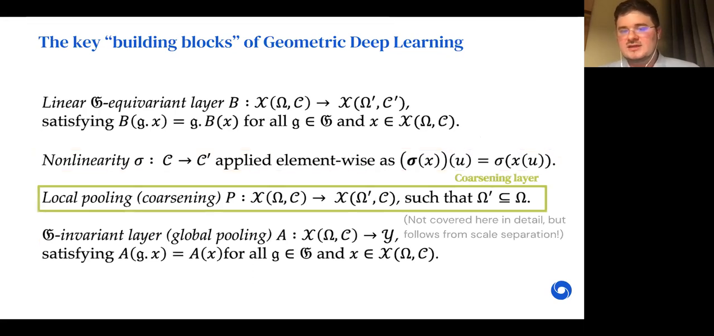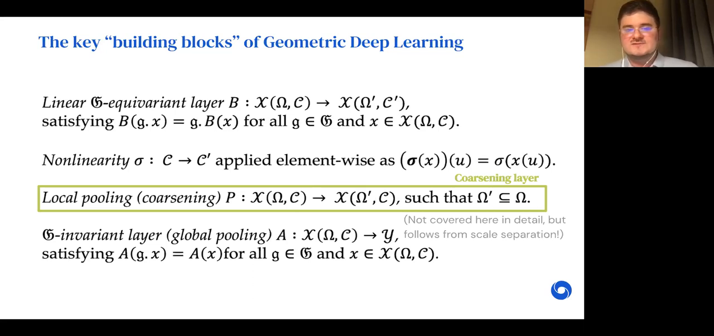And lastly, one thing that I will not cover in detail here, but it is quite important, especially if you want hierarchical data processing, is to also introduce some notion of local pooling in your domain, such that you modify your signal from the original domain to a signal on a slightly coarsened domain omega prime, which is in some way contained in the original one.